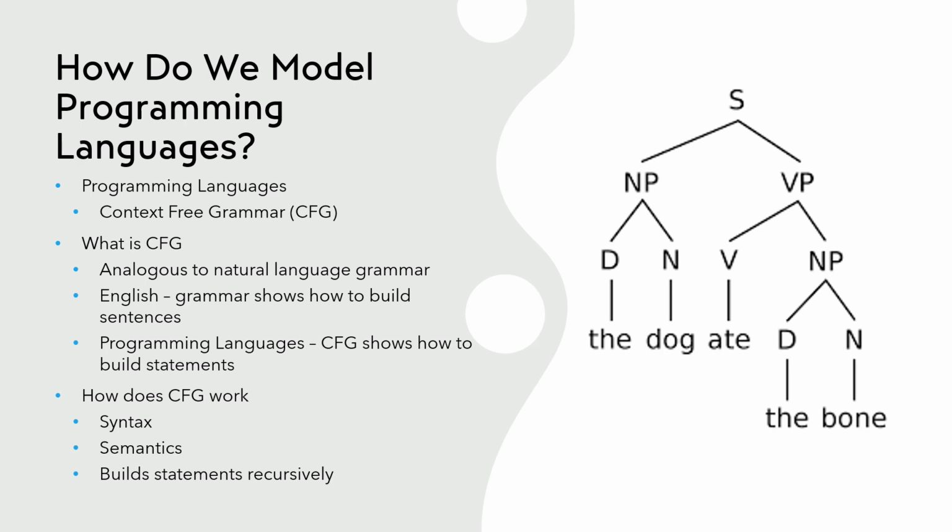So in English, a grammar shows you how to build sentences. And so there are rules you have to follow when you are speaking, and this is how you communicate, is you follow this grammar. So in programming languages, a context-free grammar does almost exactly the same thing. It just shows you how to build statements instead of sentences. So these statements would be some variable plus another variable.